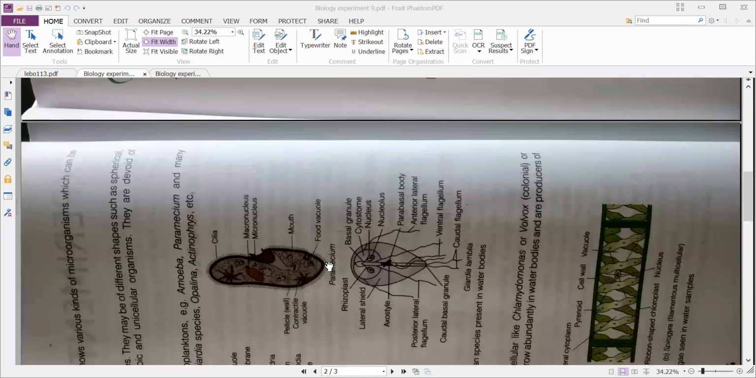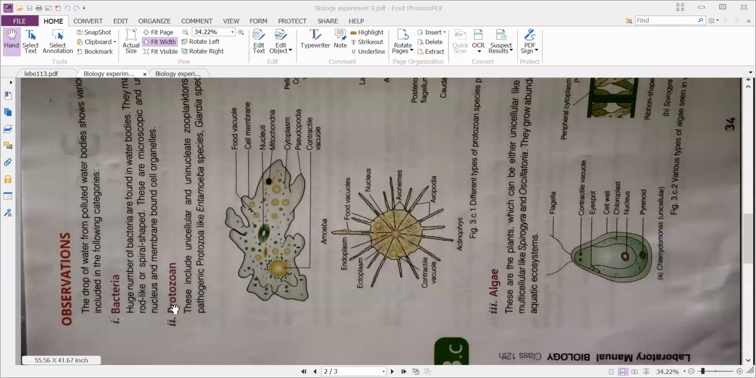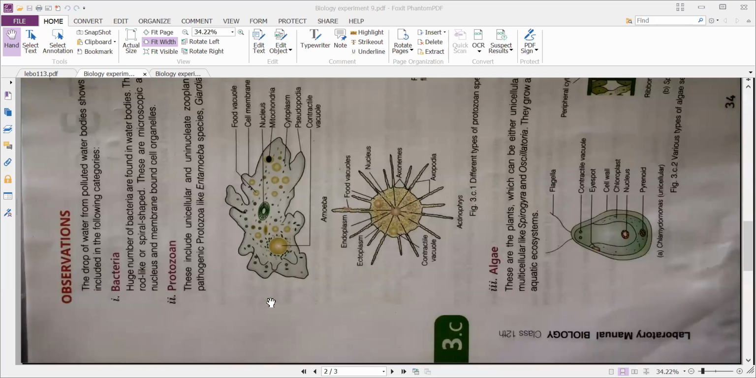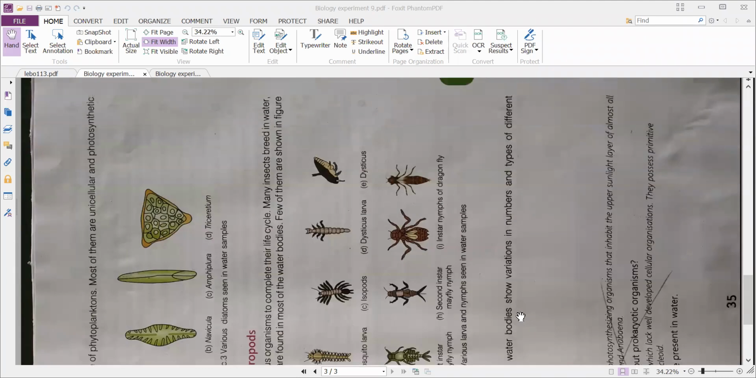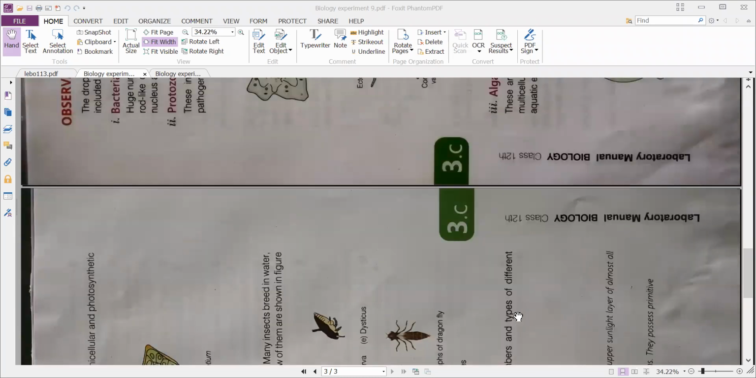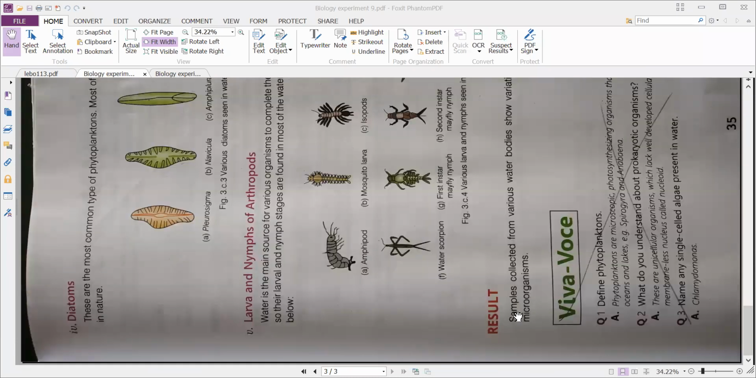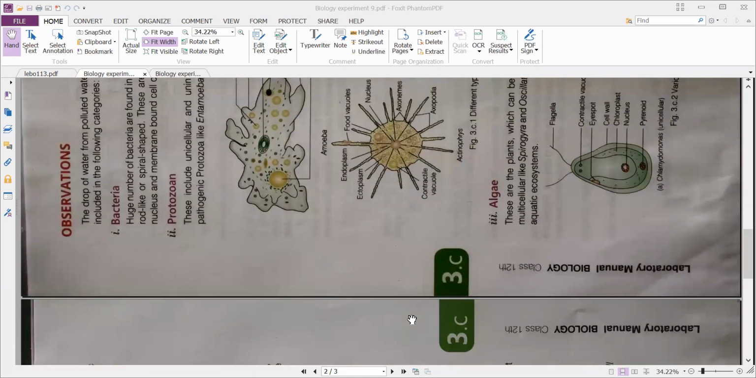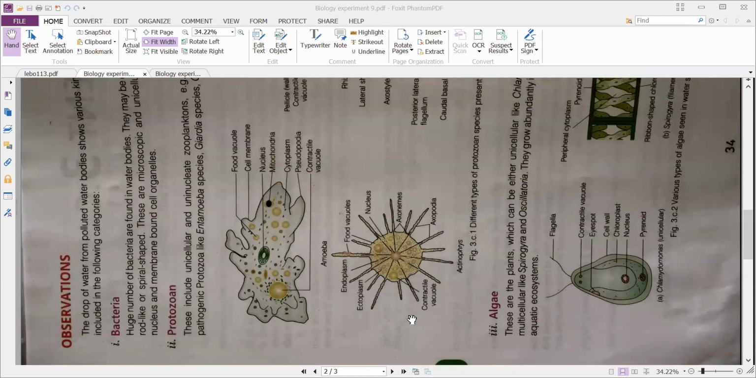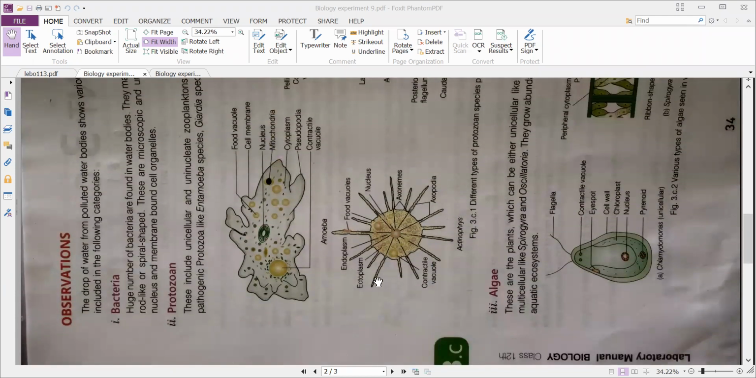These are all the observations only. So all of this you have to do on the left side, starting from the observation. And next, finally we'll have the result. The result you have to write on the right side. So aim, requirements, procedure, and result we have to write on the right side, and the observation and the diagrams we have to do on the left side page. Understand? The observation and also the diagrams.